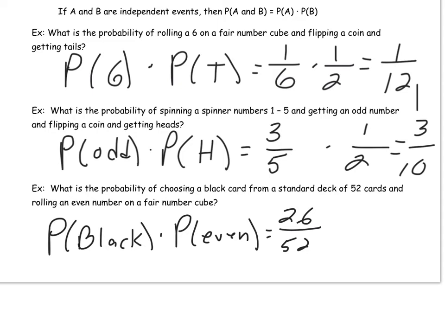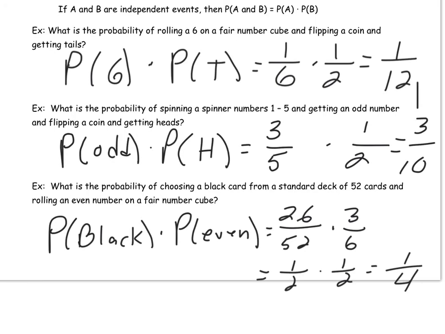Well, I guess I can't go back. We're going to leave it as 26 out of 52. Probability of getting an even number on a fair number cube. Let's see, 1, 2, 3, 4, 5, 6, 2, 4, and 6, so 3 out of 6. And as I just said, that's really 1/2 times 1/2. So 1/4 is the probability of getting a black card and an even number cube.